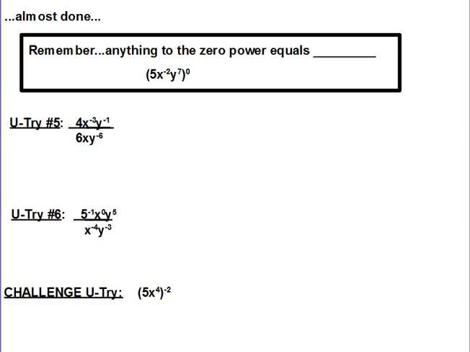So one last concept. You guys know this. Remember, anything to the 0 power always equals, and what are we going to shout out? Yes, you guys remembered. Anything raised to the 0 equals 1. So that entire expression, 5x to the negative 2, y to the 7, the entire base is raised to the 0, well, that whole expression will equal 1.